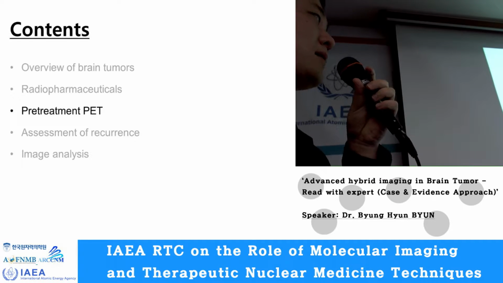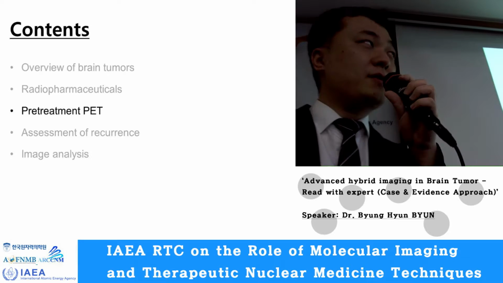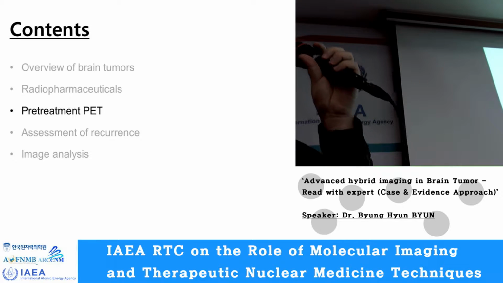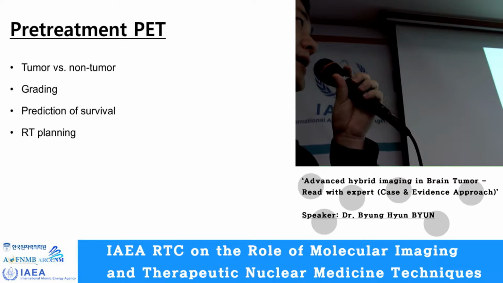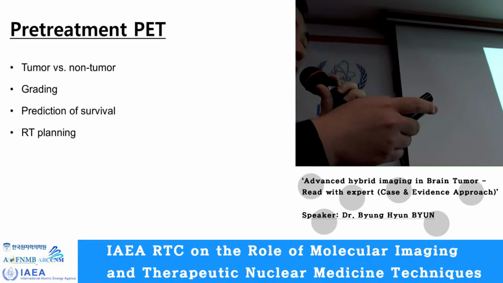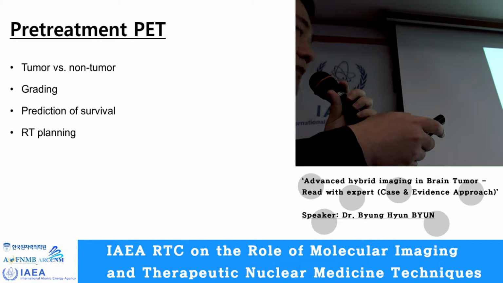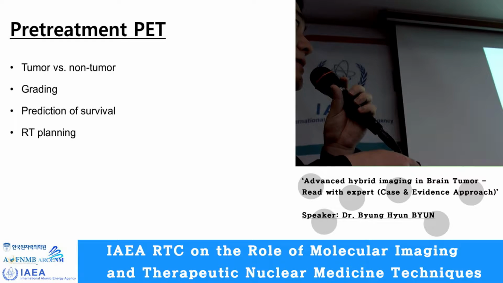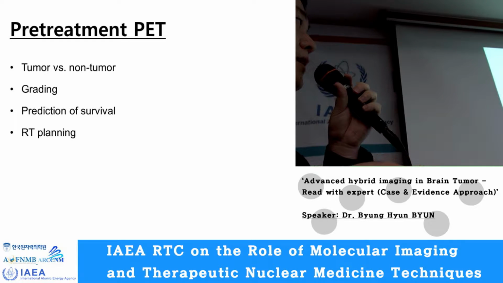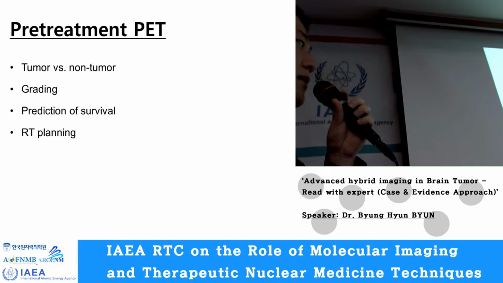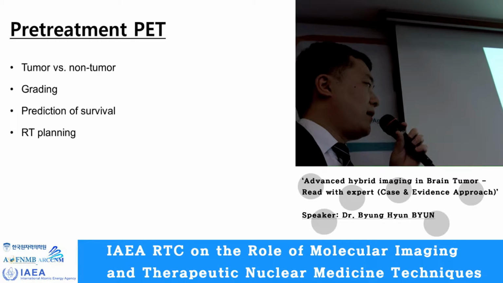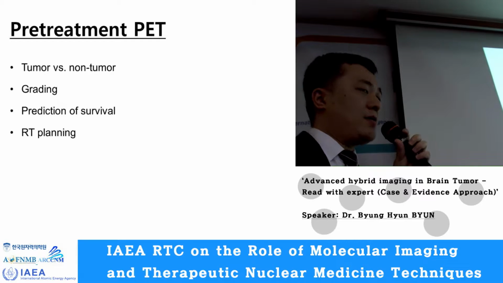And the next part is pre-treatment PET in brain tumors. I divided the subject into four categories. First is the differentiation of tumor and non-tumor, and the grading of brain tumors, and the prediction of survival, and RT planning, radiotherapy planning.